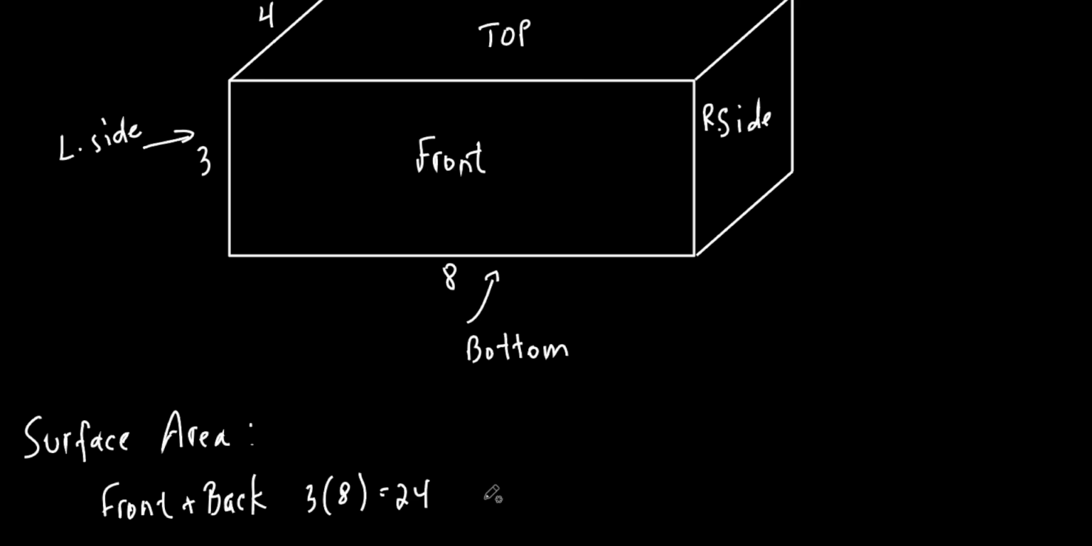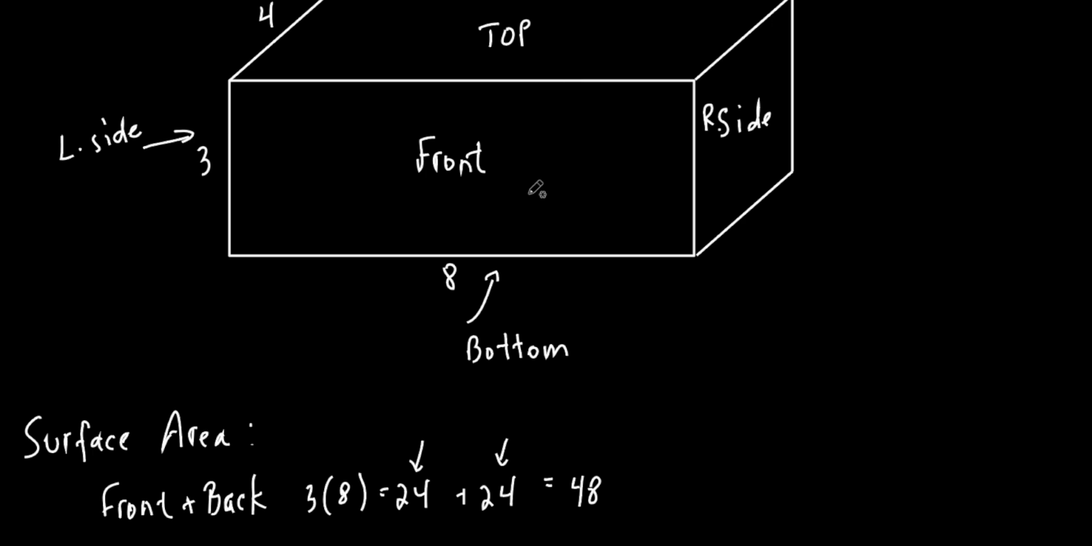Now that's just the front. What do I got to do to find the front and the back? Just add it again, right? So this one's the front, this one's the back. So what is that altogether? 48. Is that the surface area of that whole entire box? No. Just the front and the back. Okay, just those two, the front and the back.